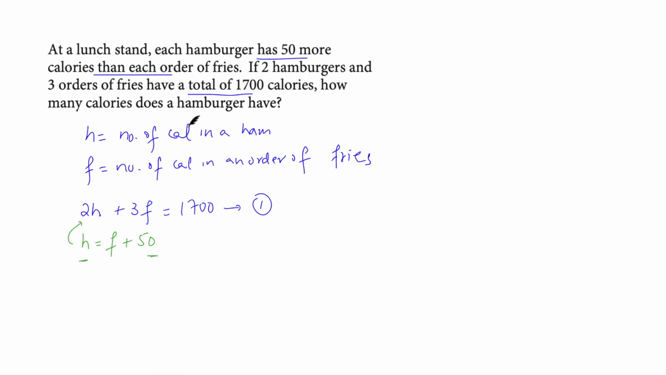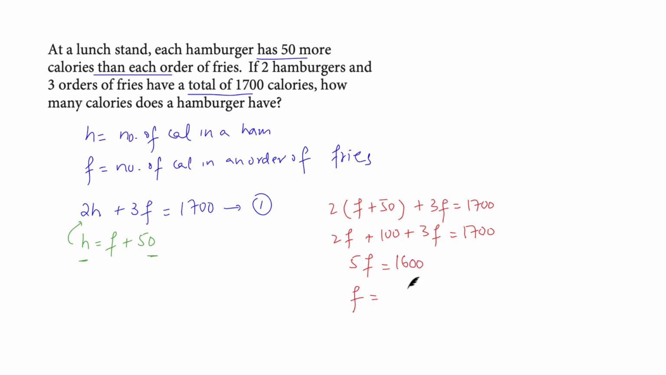Let's solve this. We will have 2 into F plus 50, plus 3F equals 1700. We have 2F plus 100 plus 3F equals 1700. 2F plus 3F is 5F, and 1700 minus 100 is 1600, and our F comes out to be 320. You can use a calculator because it's a calculator section question.